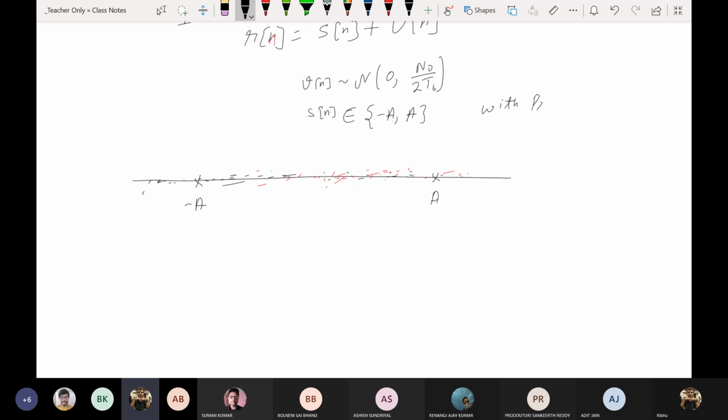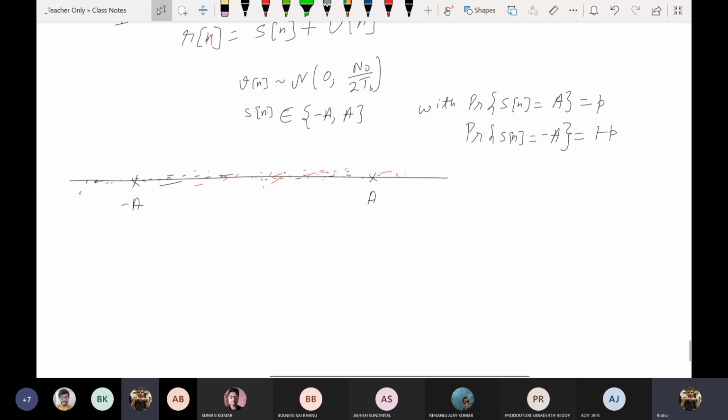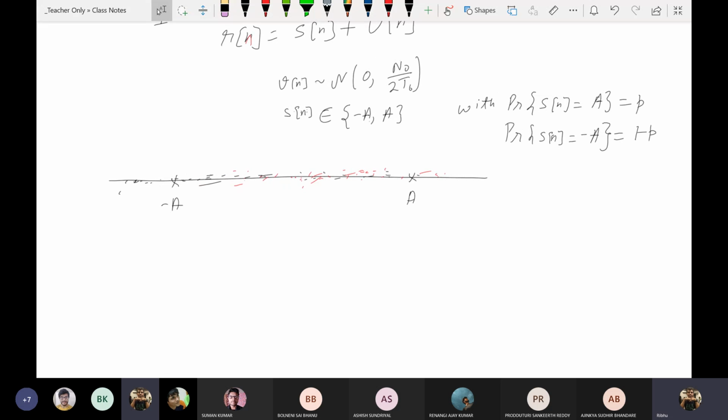With probability P, sorry, Sn equals A with probability P, and Sn equals minus A with probability 1 minus P. Fine, this is okay. Therefore, Rn given Sn.